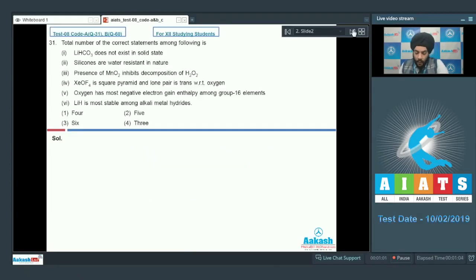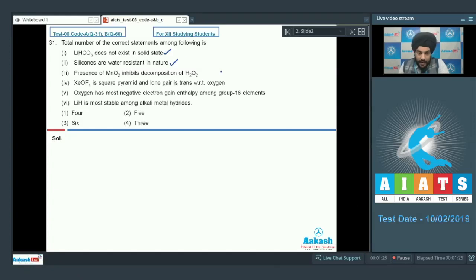Question number 31. The total number of correct statements among the following is. If you look at the statements which are given to us, the first statement says LiHCO3 does not exist in the solid state. This is the correct statement, students. This is the point of difference between lithium and the other alkali metals. If you look at the second statement now, silicones are water resistant in nature. So this statement is also correct. It is one of the important properties of silicones.